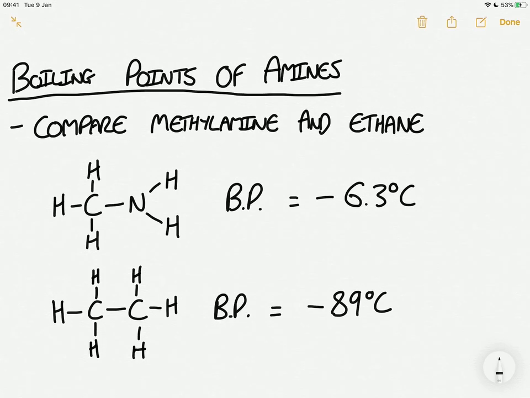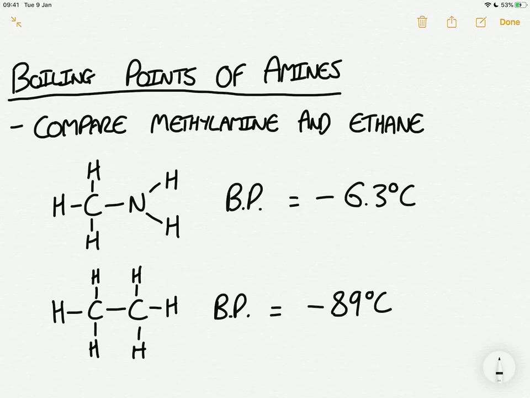So, we're going to spend the rest of the lesson looking at physical properties, specifically boiling points of amines. And the way that we're going to run this is as a series of comparisons. So let's start with one that compares an amine with something that's not an amine. If we take methylamine and compare its boiling point with ethane, then we see a significant difference. Methylamine has a much higher boiling point. Obviously, you don't need to learn these figures. I always look them up, for example, but I'm just using them to illustrate something.